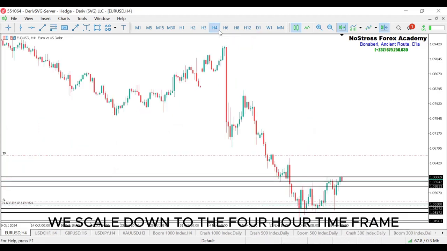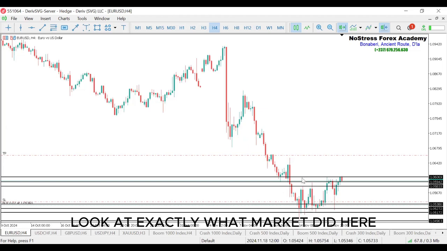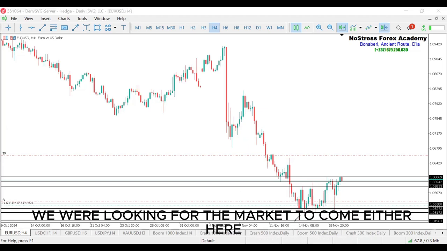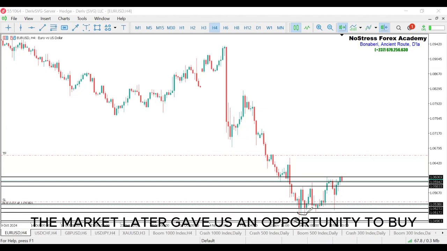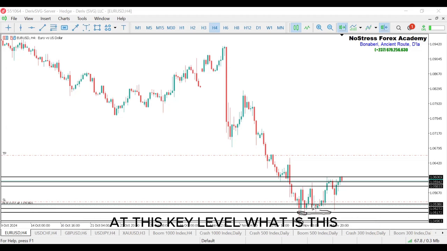We scale down to the 4-hour time frame. Look at exactly what the market did here. We were looking for the market to come either here for us to buy. We didn't have that opportunity. The market gave us an opportunity to buy at this key level. What is this? A momentum change, right? Good. When we had this, I had to use our strategy to be able to have the sniper entry.